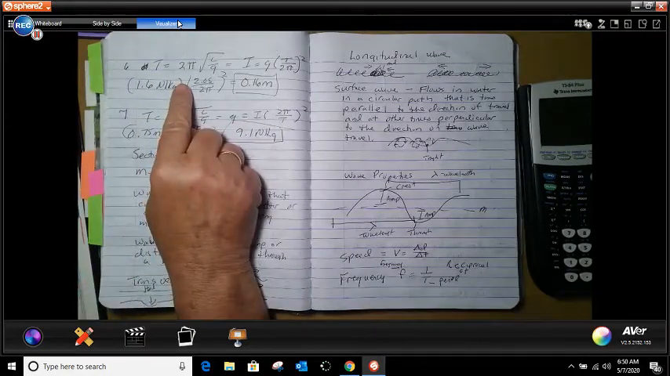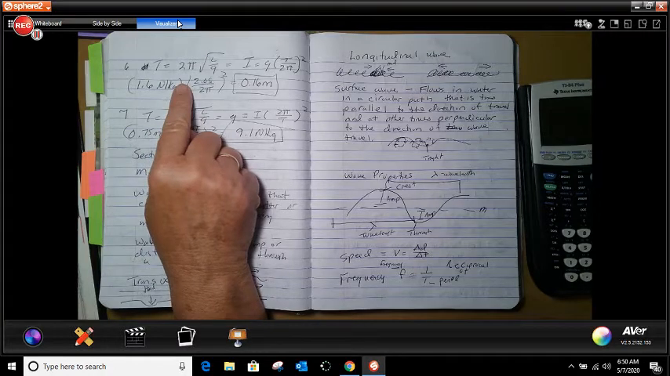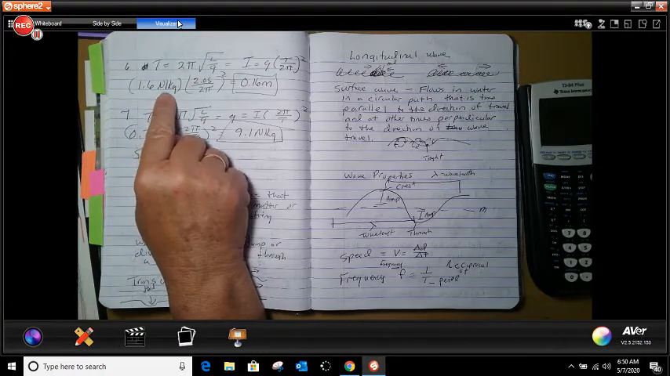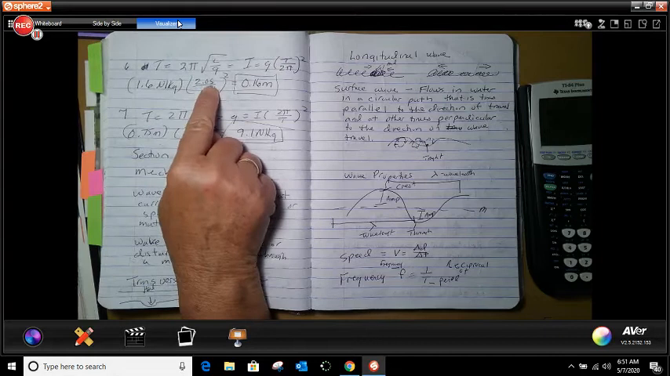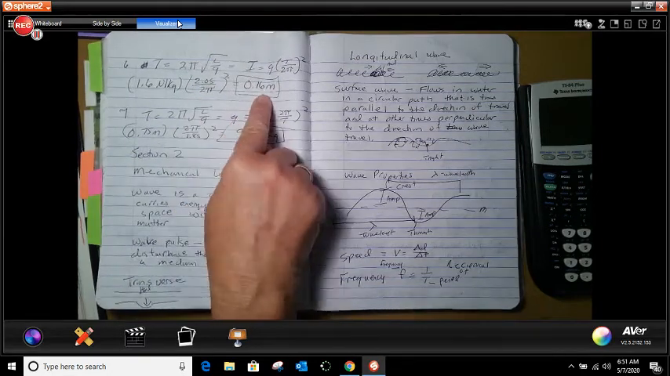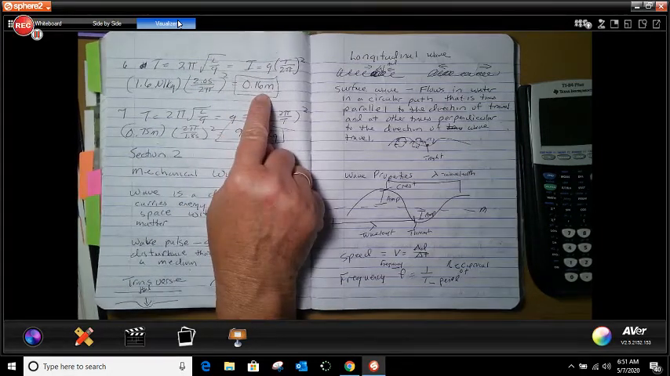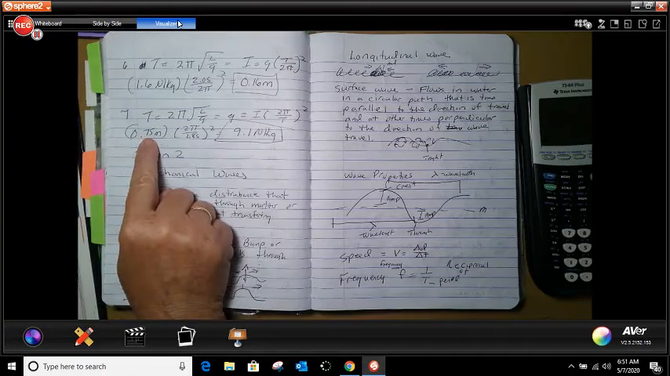Number 6 says, how long must the pendulum be on the moon? Given gravity at 1.6 newtons per kilogram and a period of 2 seconds. So we're going to take our 1.6 newtons per kilogram times our 2 seconds over 2 pi, and we get 0.16 meters.